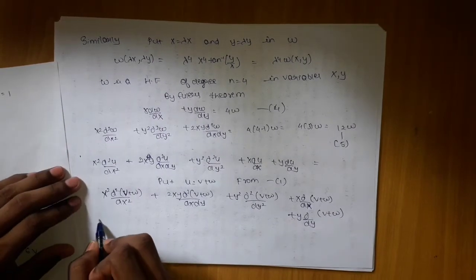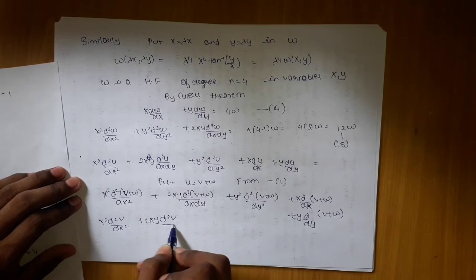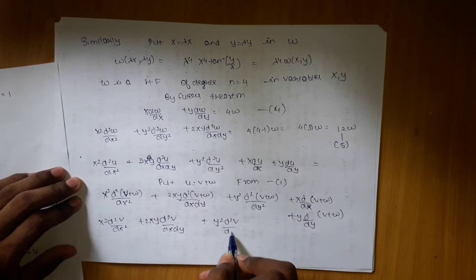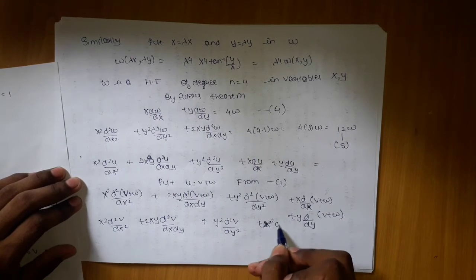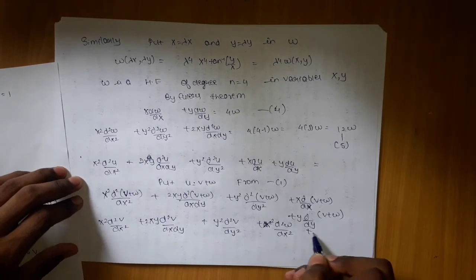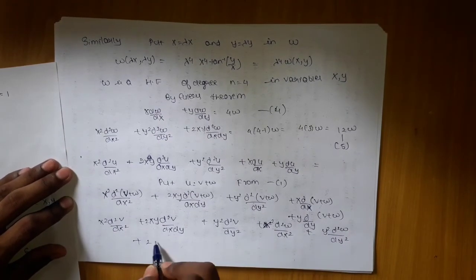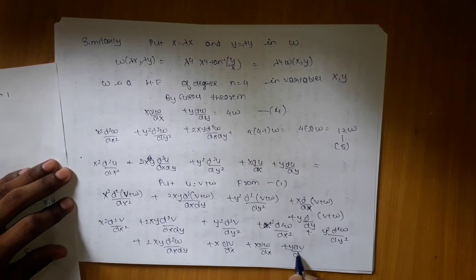If I open this, x² ∂²v/∂x², 2xy ∂²v/∂x∂y, y² ∂²v/∂y², then x² ∂²w/∂x², y² ∂²w/∂y², and we are getting 2xy ∂²w/∂x∂y, then x ∂v/∂x, x ∂w/∂x, y ∂v/∂y, and y ∂w/∂y. This is what we are doing.